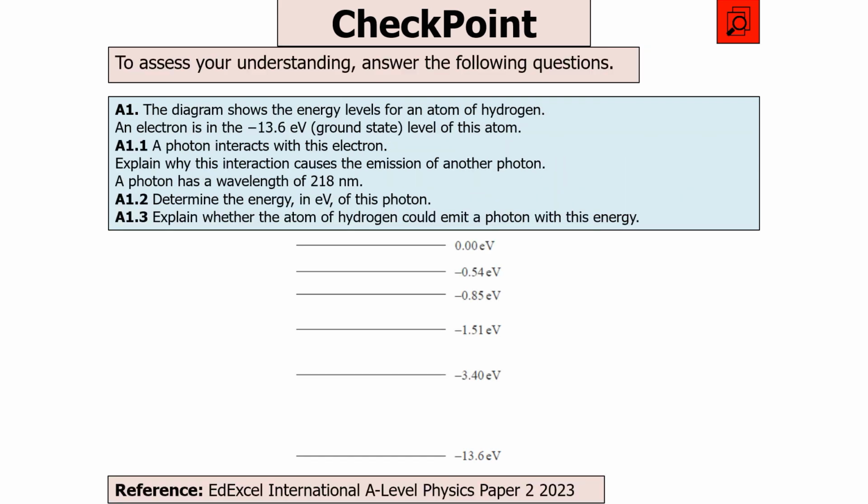The next question says, the diagram shows the energy levels for an atom of hydrogen. An electron is in the ground state, the minus 13.6 eV level of this atom. A photon interacts with this electron. Explain why this interaction caused the emission of another photon. Then a photon has a wavelength of 280 nanometers. Determine the energy in eV of this photon. Then explain whether the atom of hydrogen could emit a photon with this energy. So pause the video now, then unpause the video when you want to go through your answer.